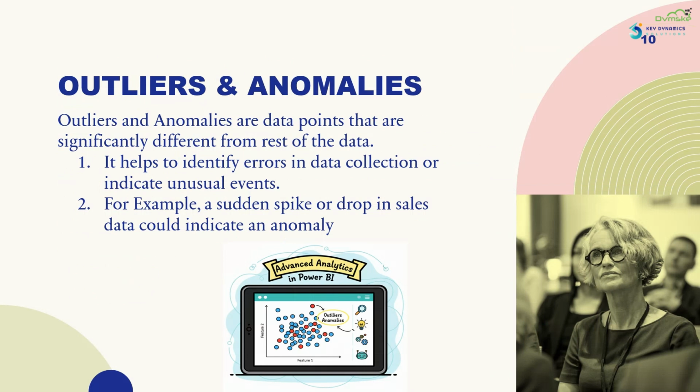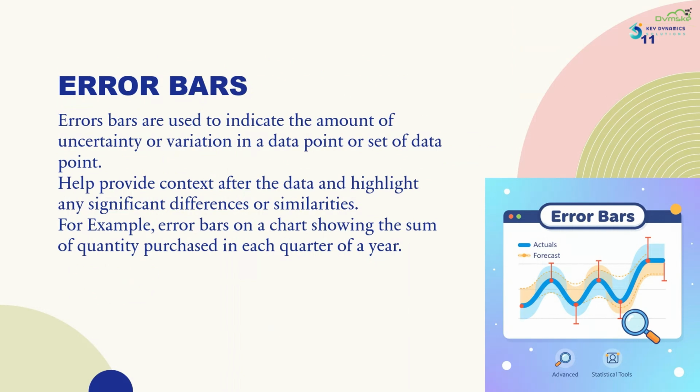Outliers and anomalies are unusual data points that don't fit the normal pattern. For example, if sales suddenly drop in one month without reason, that's an anomaly. Power BI helps us detect these points quickly so that we can investigate whether it's an error or an unusual event.